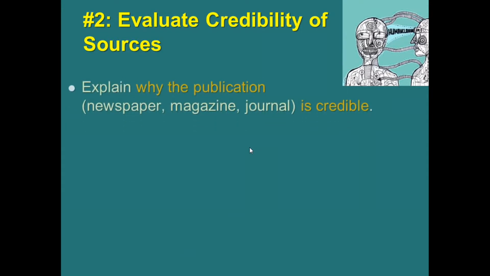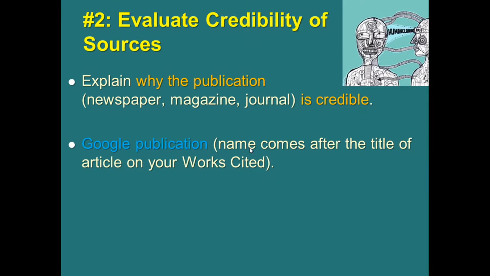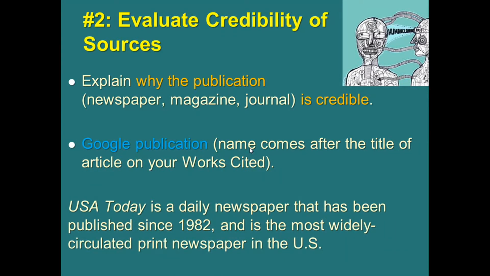And then when we talk about the sources, again, we looked up the publication, which was USA Today. And so here's what we can say about that publication. USA Today is a daily newspaper that has been published since 1982 and is the most widely circulated print newspaper in the U.S. Notice that I have italicized USA Today because it's the name of a publication. So make sure to do that even in your annotated bibliographies, because you will still lose points if you are not properly using quotation marks and italics for your titles.